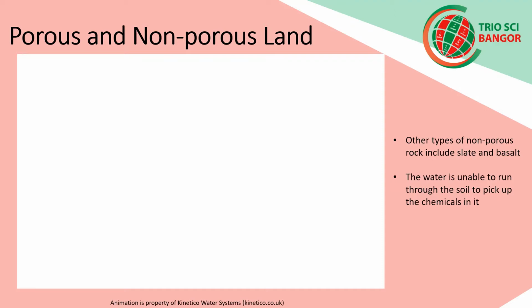This is a short animation from a company who produce water treatment equipment, exhibiting how non-porous rocks stop chemicals from getting into our water. It shows how the water is unable to run down through the rock to the chemicals in the soil underneath. Instead, it just runs down to the nearest river or lake.